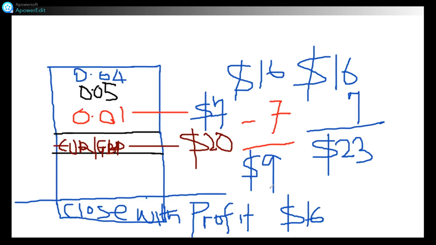So the essence of partial closing is just for you to book part of your profits in the forex market. So that's that. Let me erase, please.